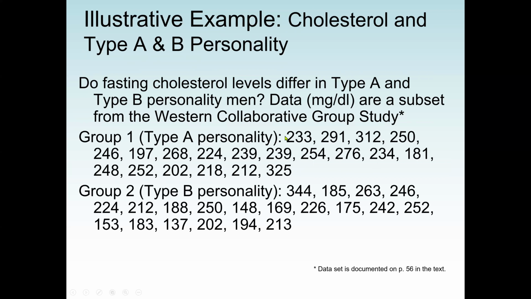So we have the data set here. Each value represents the cholesterol level for type A, that's group 1, and each value for group 2 is the type B personality cholesterol level. So this is again an independent sample.